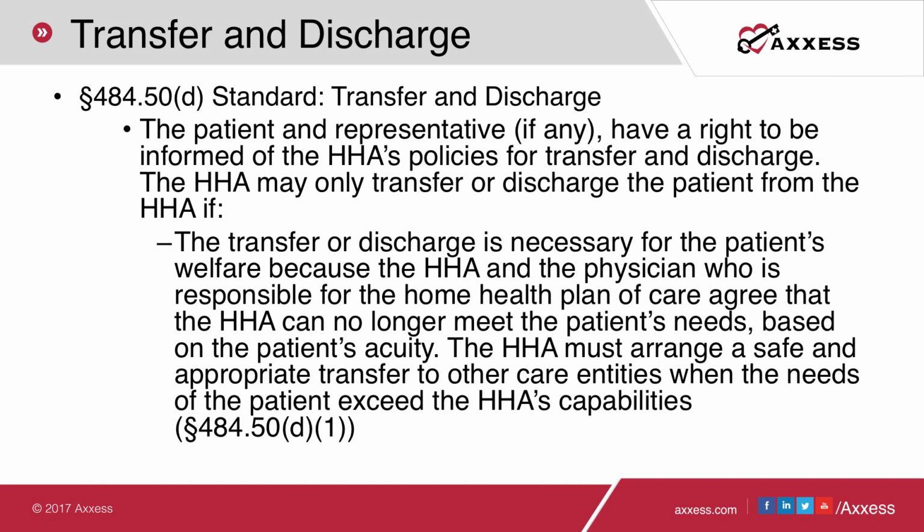The agency must arrange a safe and appropriate transfer to other care entities when the needs of the patient exceed the agency's capabilities. So first of all, here we see that if the physician who's responsible for the plan of care and the agency agree that the agency can no longer safely meet that patient's needs based on their patient's acuity, the patient may be transferred or discharged. But notice the agency must ensure safe and appropriate transfer to other care entities.